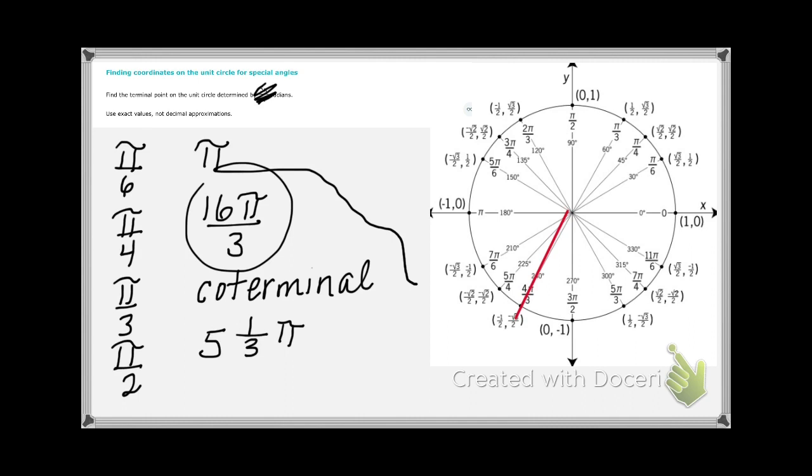And then it's a simple case of looking at the x and y coordinates that are with that. So the terminal point on the unit circle that is determined by 16 pi over 3, which is coterminal with 4 pi over 3, is whatever the coordinates of that point are. It's negative 1/2, negative radical 3 over 2. So pretty simple if you understand what's being asked and understand how to use the unit circle.